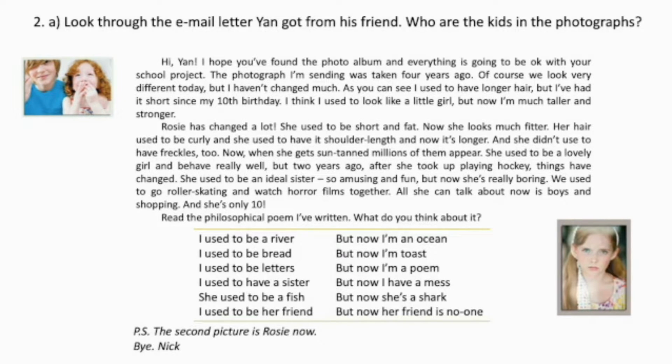Who are the kids in the photos? They're Jan's friend, Nick, and Rosie, Nick's sister.